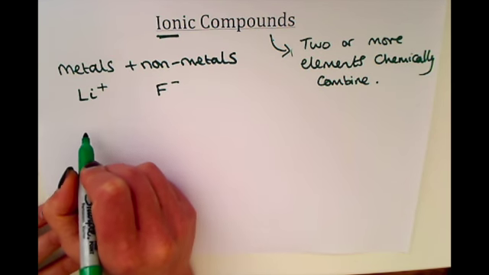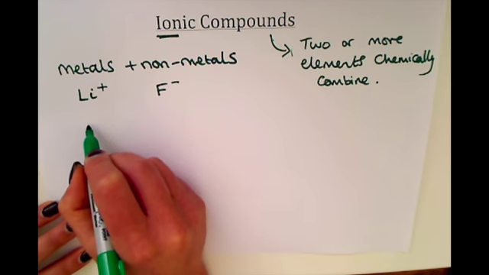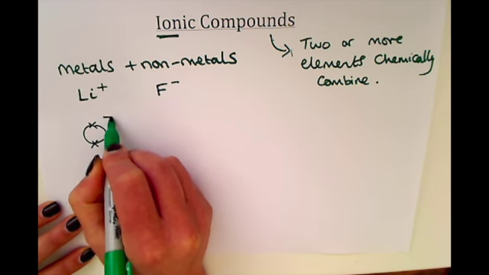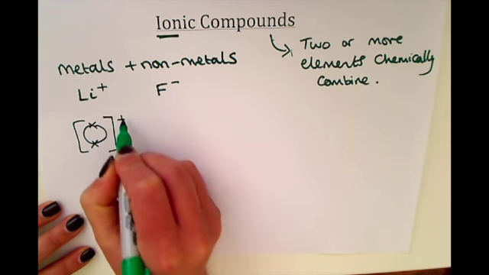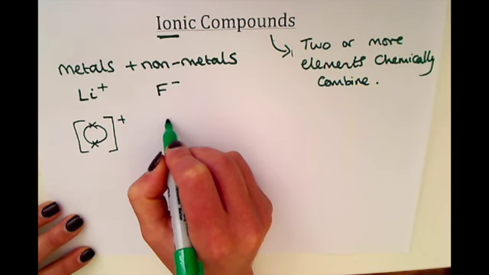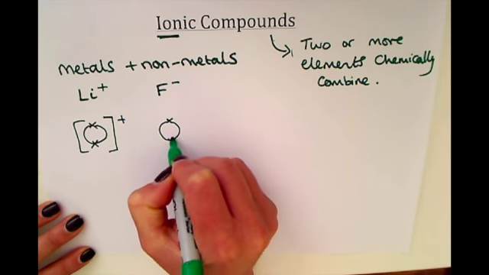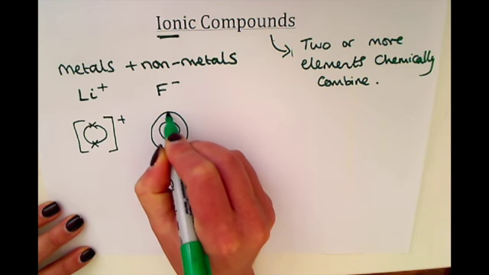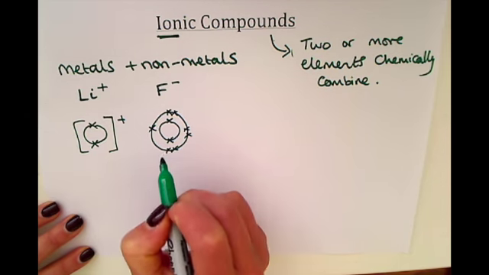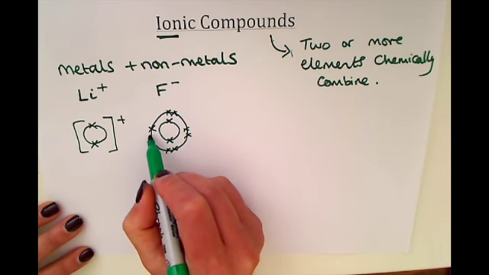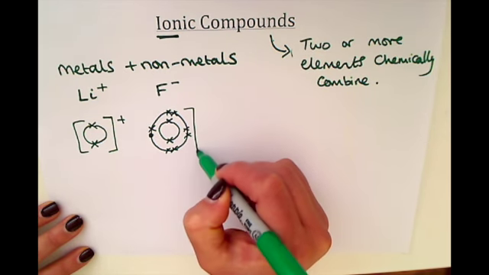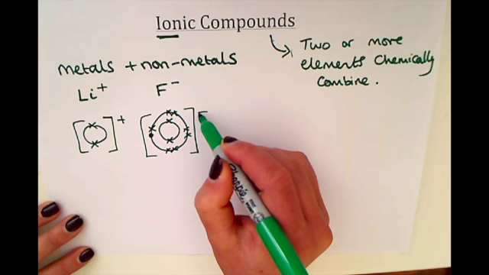Alternatively, we could draw the ions in brackets. So lithium would give away its outer electron and become a plus ion, and fluorine would gain an electron. Now this electron is often drawn as a circle instead of a cross to show that it's a different electron which it has gained, and again the brackets here would be a minus.